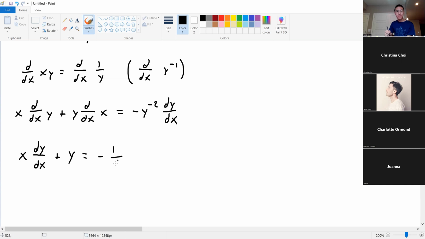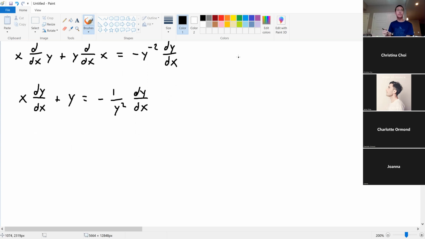And then I'm just going to put this like this. So then how do we now solve for dy dx? Put the terms with dy dx on the same side, and the other one on the other side. Like this? Yes. Okay. And then divide both sides by x plus 1 over y squared. Excellent.